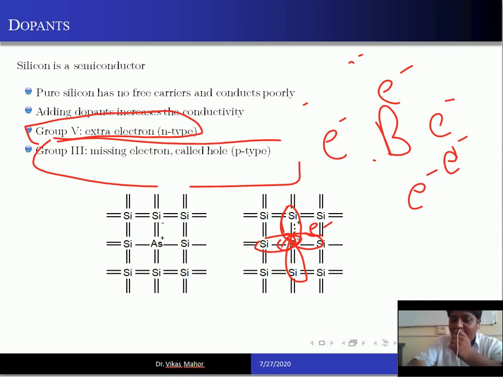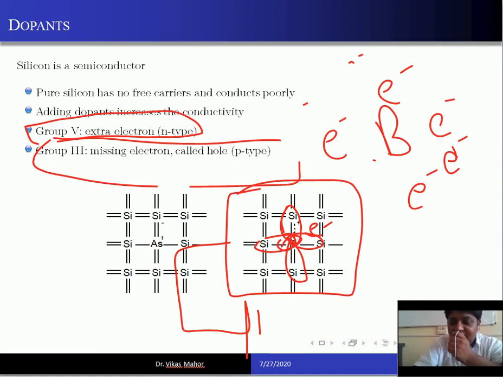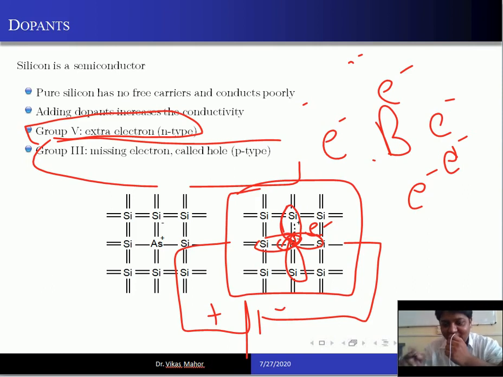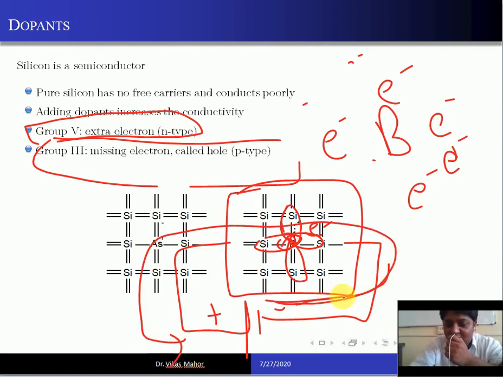Now if you take this as a silicon lattice and you apply an external voltage to it, what will happen? Now it will conduct. Why? Because you have a free electron here, so it will conduct like this. Your electrons will move like this and your current will move in the opposite direction. You all know those things.